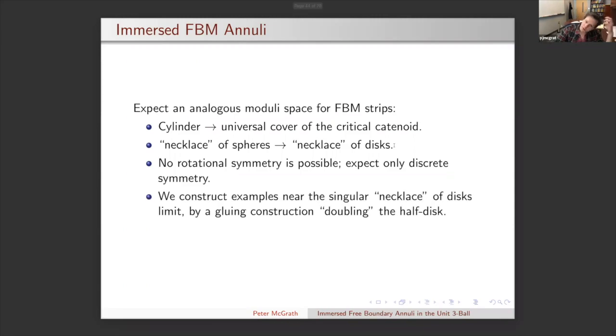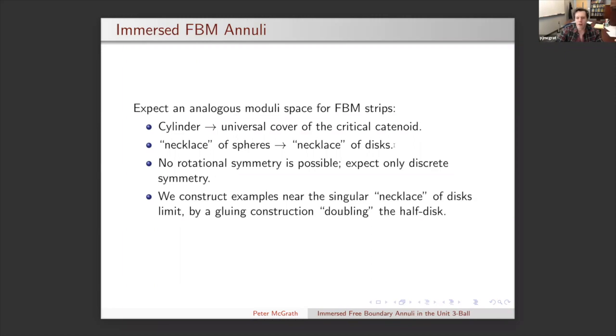And so this is what we do. This is a way to interpret what Nikos and I have done: we construct examples near this singular necklace of disks by a gluing construction, which, geometrically interpreted in the extrinsic geometry, we think of as doubling the equatorial half disk, or n equatorial half disks. So now I'd like to discuss the geometry of this construction.